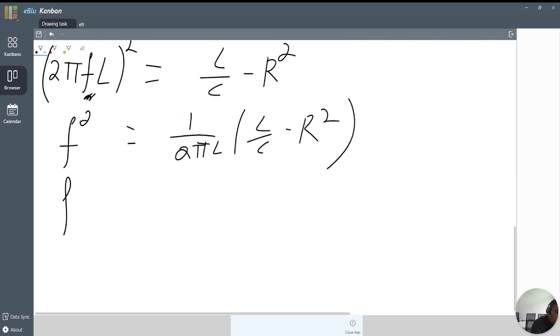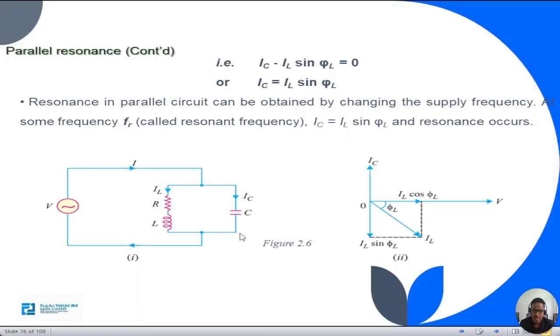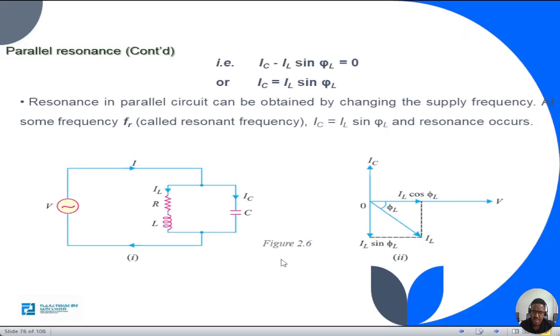So FR is the square root of this whole expression. So FR equals 1 over 2 pi L, under root of L over C minus R square. So you can simplify this circuit again, so that we get the resonant frequency of the parallel circuit FR when our R value is given.